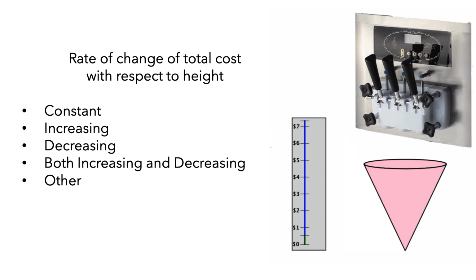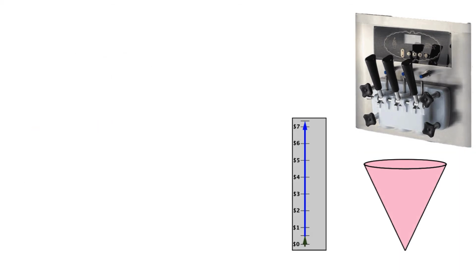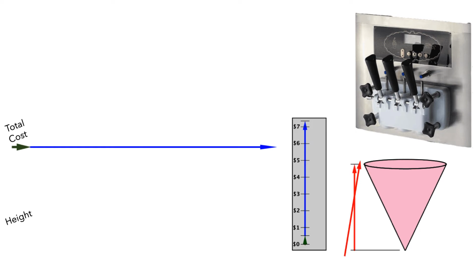It turns out that the answer is that the total cost changes at an increasing rate with respect to the height of the frozen yogurt that is added to the cone. Let's think about why this is. First, I'll represent the total cost of the yogurt and the cone. The green arrow represents the cost of the cone itself, and I'll represent the change in the cost using a blue arrow. Next, I'll represent the height of the frozen yogurt in the cone using a red arrow.